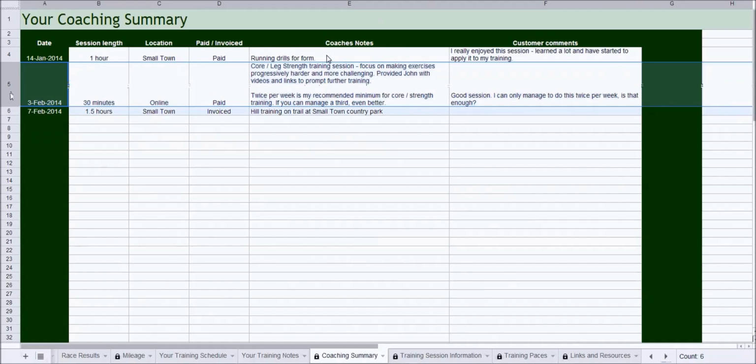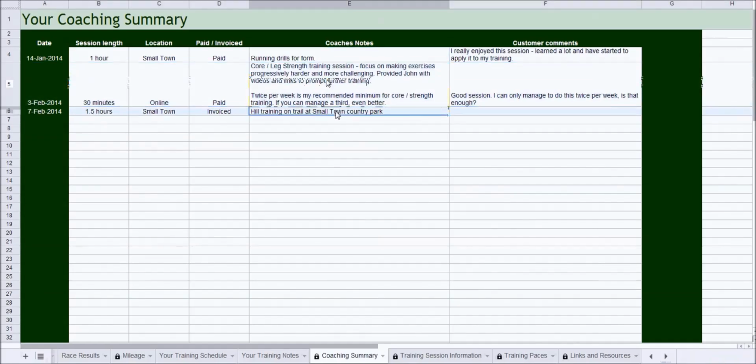There's an opportunity here for the coach to enter any notes that they may want to. So in there you may find details of a session that was covered, any prompts or reminders that the coach wants you to take through into your day-to-day training sessions. And there's also the opportunity for customers to enter their comments as well. So how did you find the session? Did you find it useful? Was there something that wasn't covered that you would have liked to have seen covered? Was the session too intense for you? Was it not intense enough? All of those kinds of information can be entered here, so we can continually improve our training program as the months proceed.